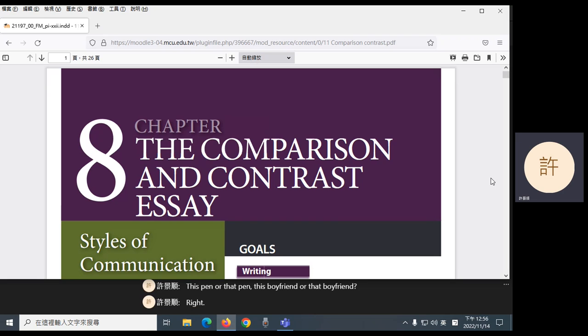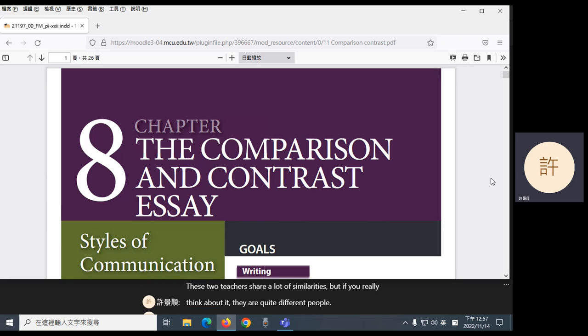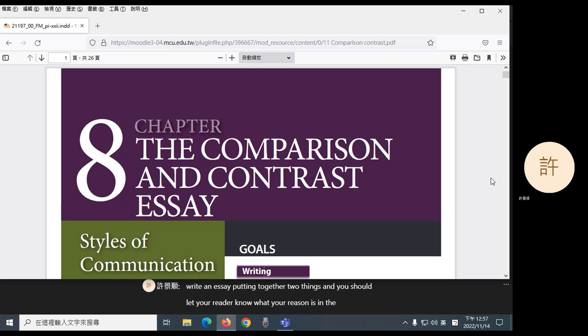Right. Another common reason is that you want to tell the reader that these two things may look similar, but in fact, they're very different. These two teachers share a lot of similarities, but if you really think about it, they are quite different people. Another reason is you want to introduce something new. And so you take something familiar and compare it to the new thing to help your reader understand this new thing. So there are different reasons why you would want to write an essay putting together two things. And you should let your reader know what your reason is in the introduction.